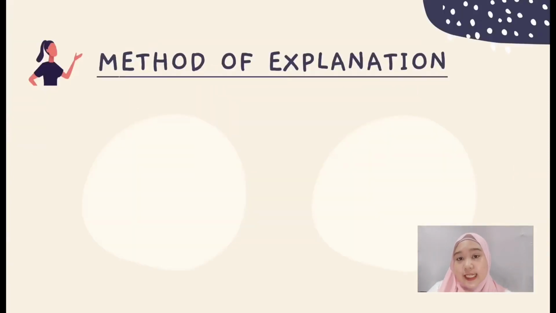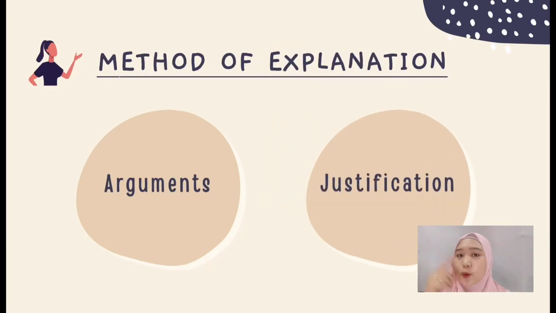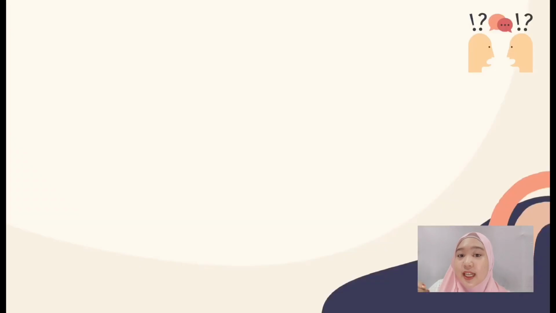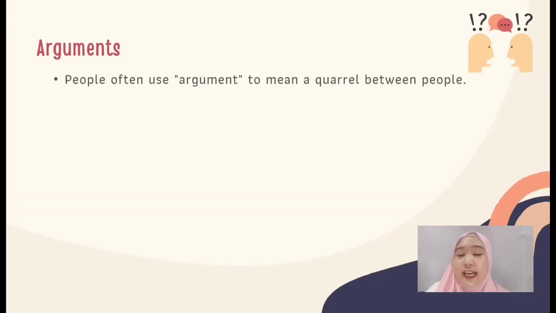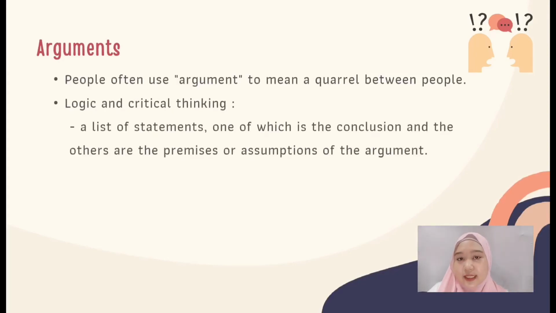Method of explanation has two elements, which are arguments and justification. What is that? So I will start with arguments first. In everyday life, people often use argument to mean quarrel between people. But in logic and critical thinking, an argument is a list of statements, one of which is the conclusion, and the others are the premises or assumptions of the argument.